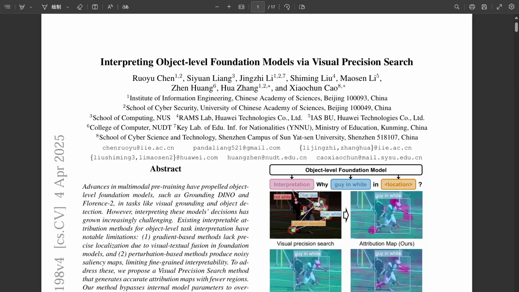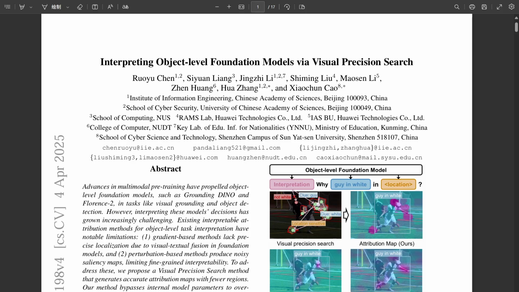Absolutely. And these aren't just simple pattern matchers anymore. We're talking about sophisticated object-level foundation models. Models like Grounding DINO or Florence-2. They're trained on absolutely massive amounts of data, learning incredibly rich concepts, and they have billions of parameters. They really represent a huge leap forward in capability.